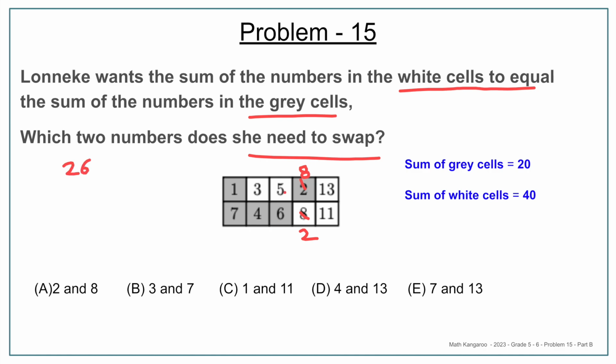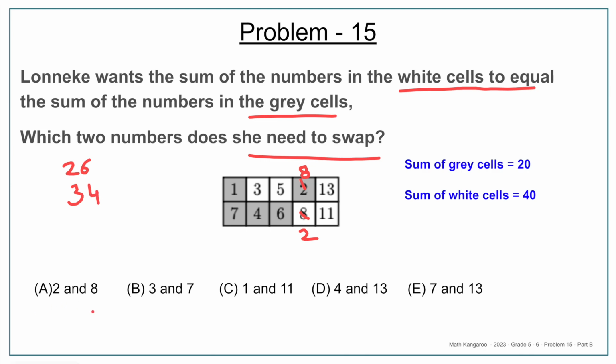Now we have 3 plus 5, 8. 8 plus 2 gives us 10. 10 plus 11 gives us 21. 21 plus 13 gives us 34. This is not our answer.